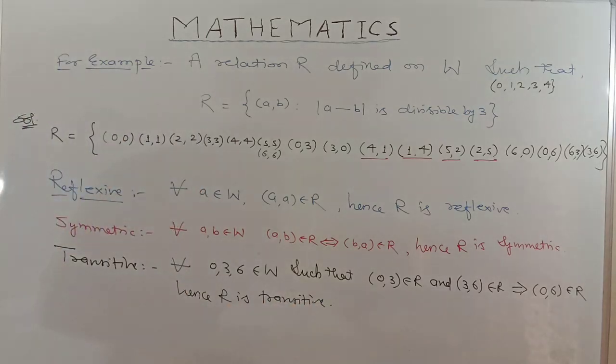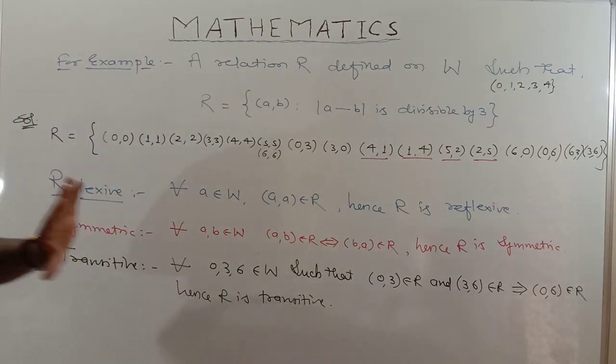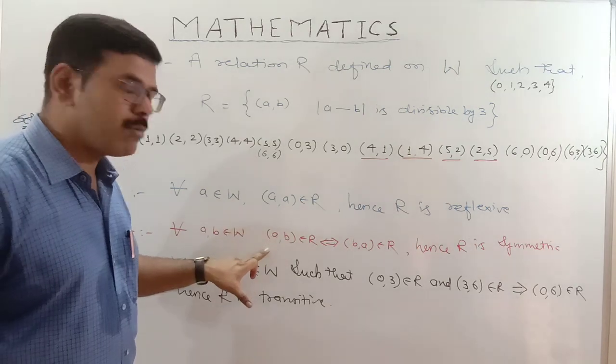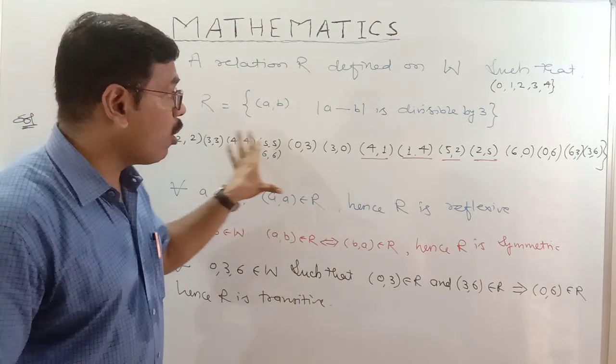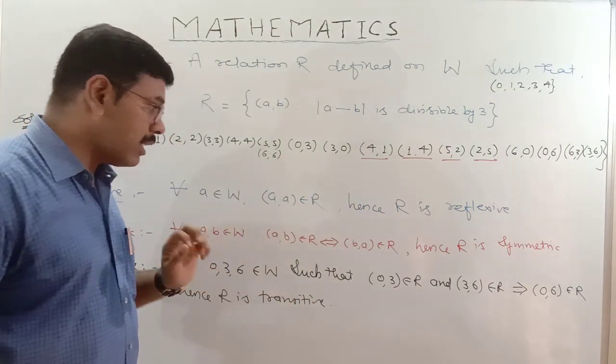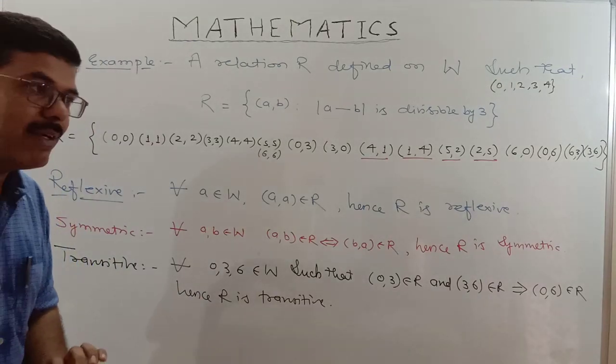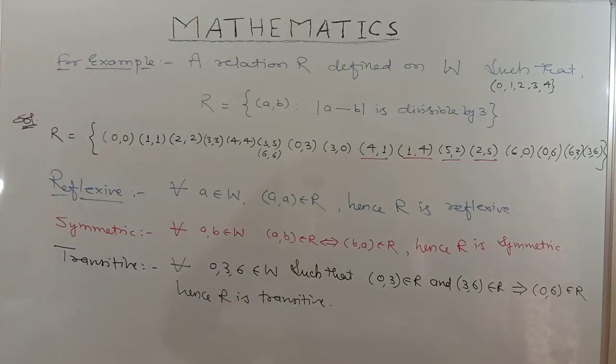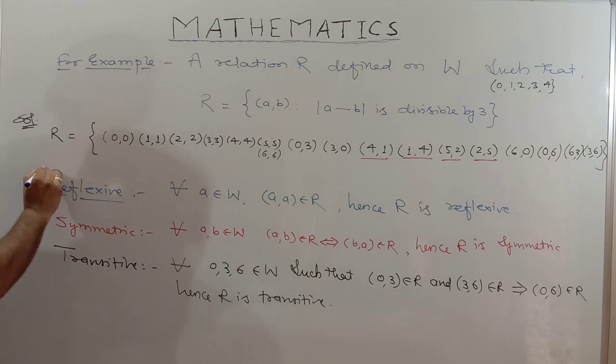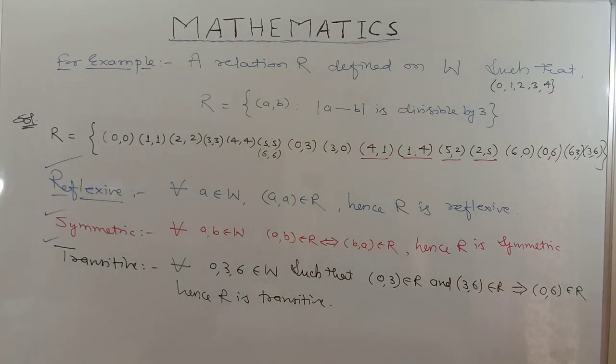See, this is the transitive property. I told you that this and this property must be fulfilled by all the elements, but this property, if it will be fulfilled by only one element, then it will be transitive. Hence R is reflexive, R is symmetric, R is transitive. It is following all the 3 conditions. You must note down that it is a good example and generally it is asked in the examination. So just make a pause and note down the thing.